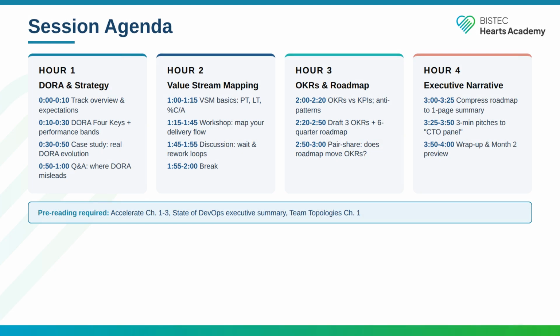Here is how the 4 hours are structured. Hour 1 covers DORA and strategy, which is the measurement foundation. Hour 2 is value stream mapping, where you find where the waste actually lives in your delivery process. Hour 3 is OKRs and road mapping, where you translate the waste you found into work you can sequence and defend. Hour 4 is the executive narrative, where you compress everything into a form that a CFO or CTO can act on in 3 minutes.